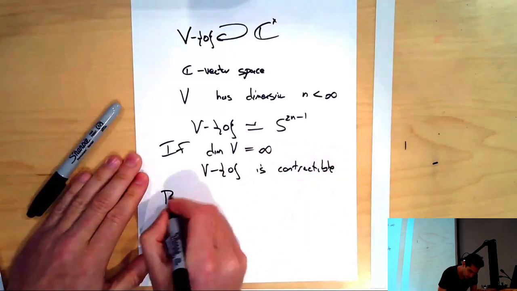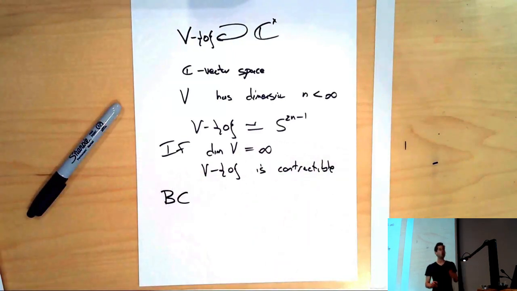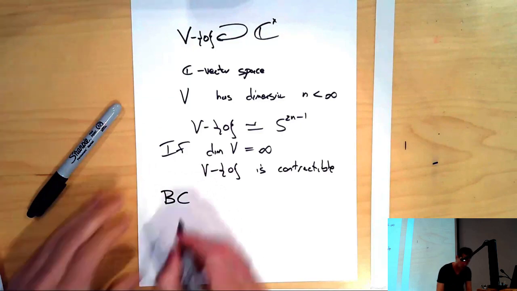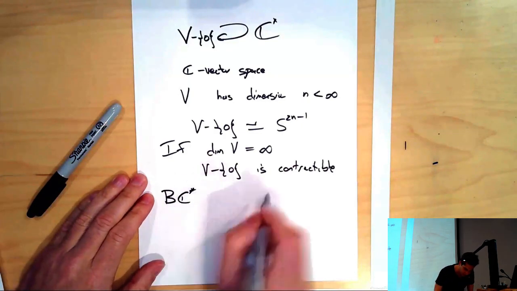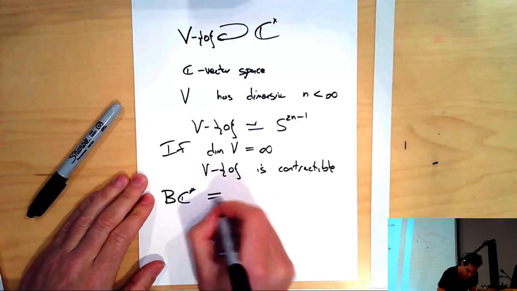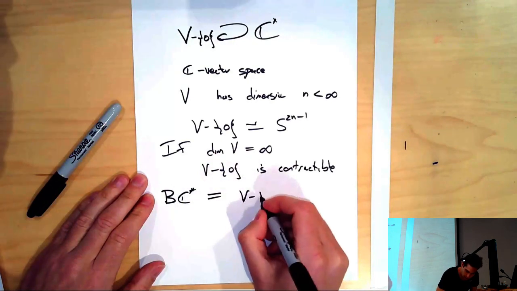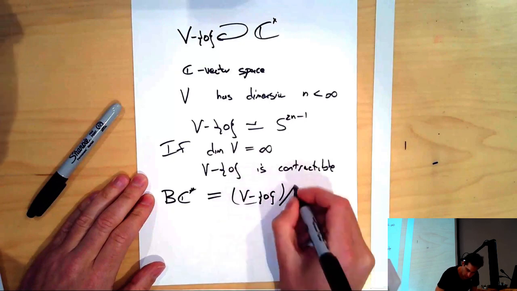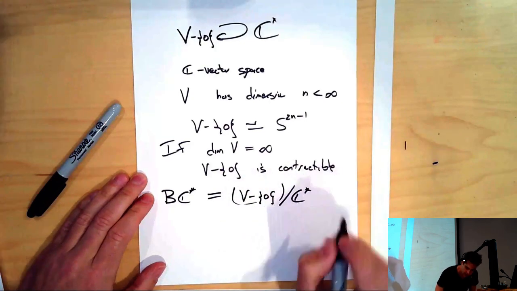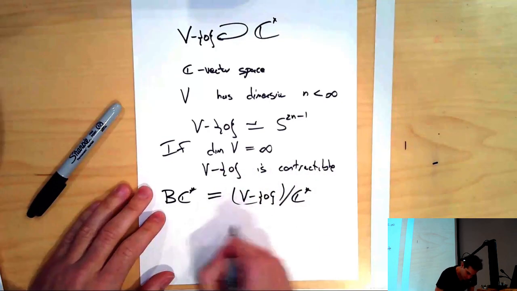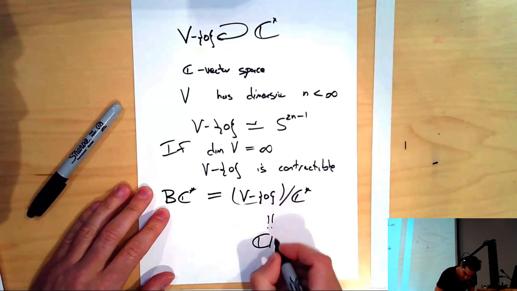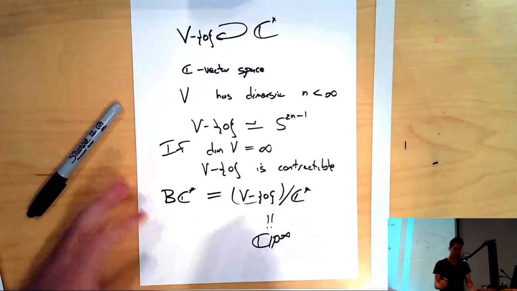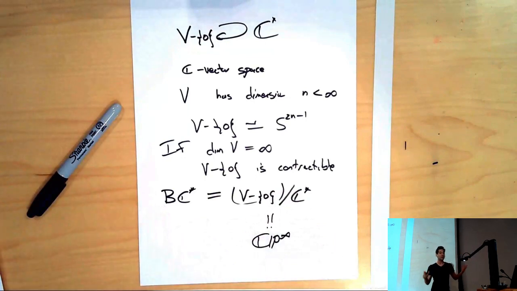And then it's a contractible space with a free action of C star, and so BC star, this space which is well defined up to homotopy equivalence, might as well be what you get by taking V minus 0 and dividing out by the action of C star. And well, this space has a name. This is CP infinity. It's projective space over the complex numbers of infinite dimension.